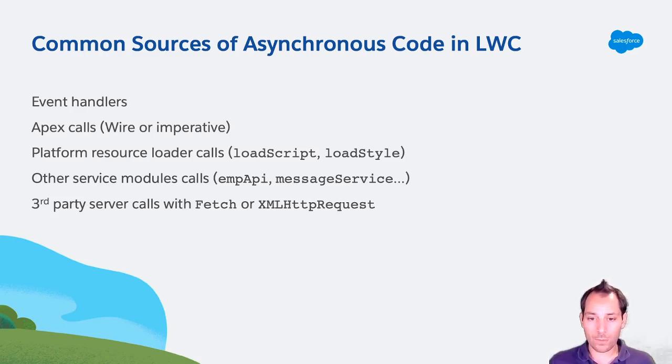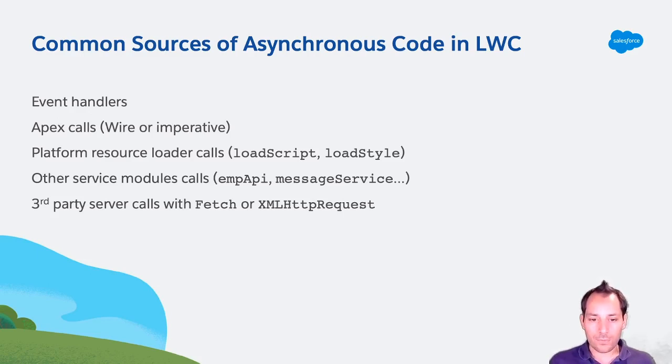Now, another way that is more programmatically controlled is to have Apex calls. So each time you call the backend, the server, whether it is with a wire or with an imperative statement, you're entering the world of asynchronous behavior. Same thing if you have to load resources, whether it is CSS or JavaScript, you use the platform resource loader, which is also using the network, and we use two methods for that, loadScript or loadStyle, to call resources from the platform. But not only that, there are also a bunch of services that actually require some network operations or long-running operations.